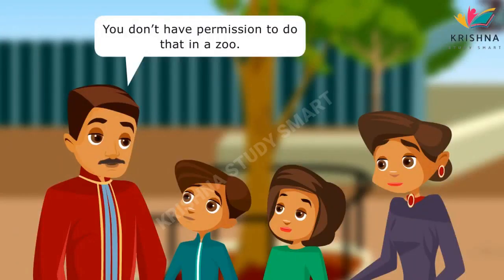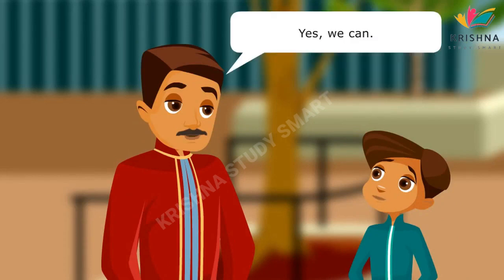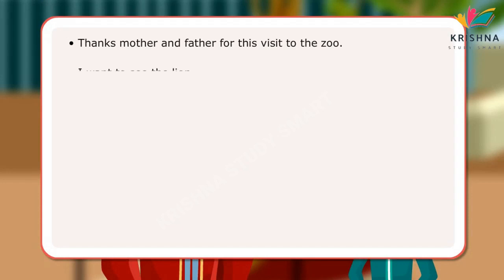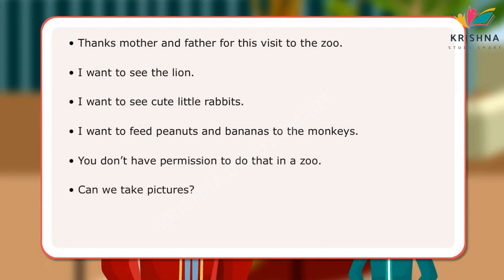I want to feed peanuts and bananas to the monkey. You don't have permission to do that in a zoo. Can we take pictures? Yes, we can. In the conversation, the family use names for person, animal, place, thing, or idea.